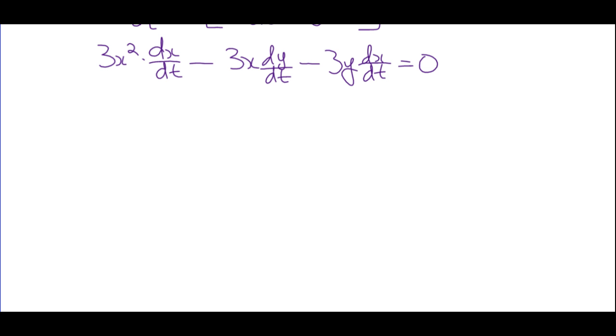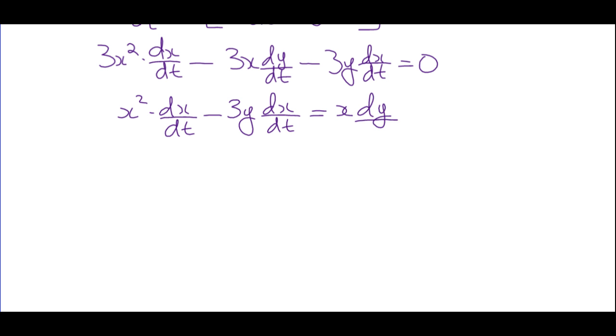All right, so what do we got? Let's go 3x squared. Well, actually, let's do a couple of things. Let's divide through by 3, right? So the 3's are gone. So let's go x squared times dx by dt minus 3y dx by dt is equal to x dy by dt.